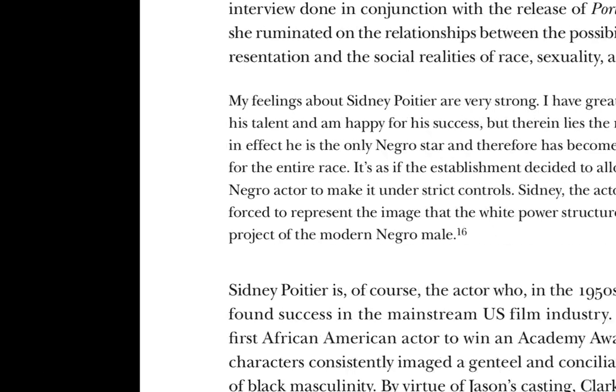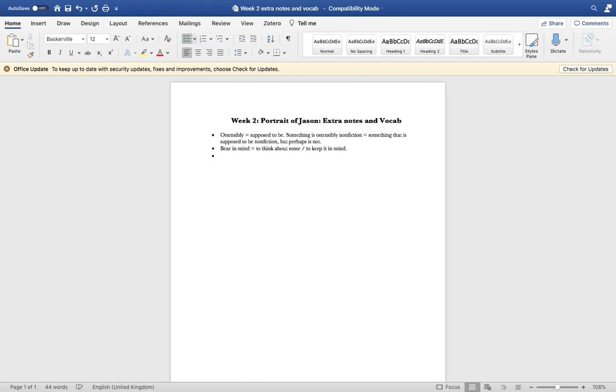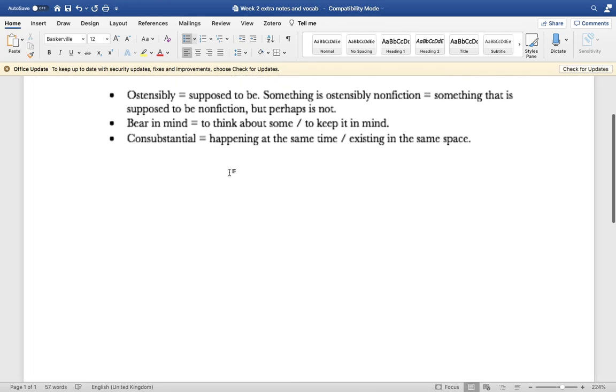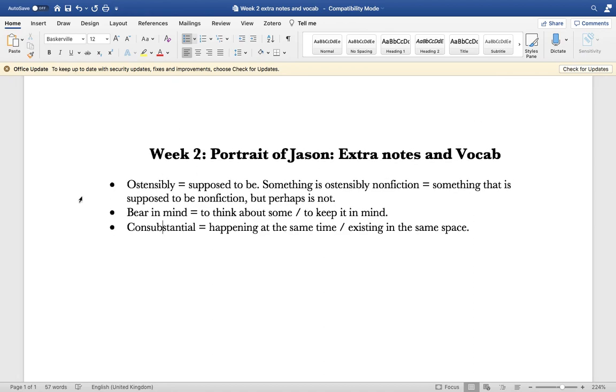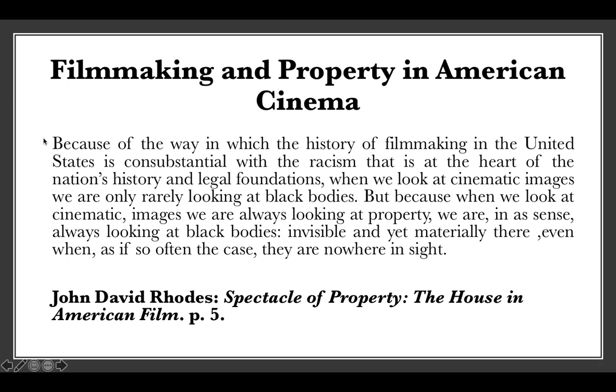So consubstantial, I don't know if there's a similar French word, but it just means happening at the same time, and existing in the same space. It's actually a theological term used to describe the Lutheran approach to the Holy Communion in Christianity, but we don't need to dwell on that too much. But it's happening in the same place and at the same time. With the racism that is at the heart of the nation's history and legal foundations, when we look at cinematic images, we are only rarely looking at black bodies.